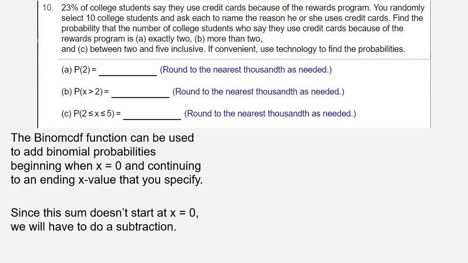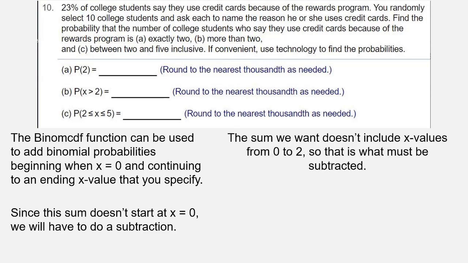Now, this sum that we're doing here doesn't start at 0, right? We said we're doing the probability of 3 and 4 and 5 and 6 all the way up to 10 added together. So that means we're going to have to do a subtraction. It's actually a complement to what we're looking at. Let's think about it really closely. The sum we want doesn't include x values between 0 and 2 because the probability of 0, the probability of 1, and the probability of 2 are not greater than 2. So those are the three that we'll have to eliminate.